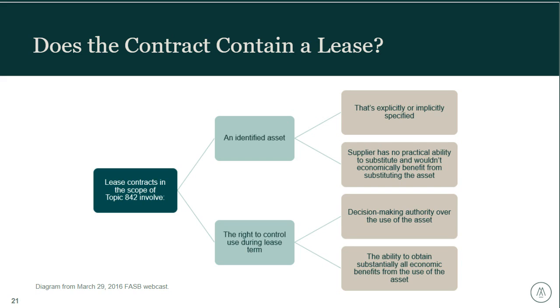Being able to assess whether your lessor would economically benefit from substituting that asset is a challenging assessment, and the guidance actually says if you're unable to, then assume that they would, right? So if the supplier would benefit from substituting, then you do still have that identified asset. Excuse me. And I may have been a little bit unclear on that, so please don't hesitate to let me know where I mumbled my words.